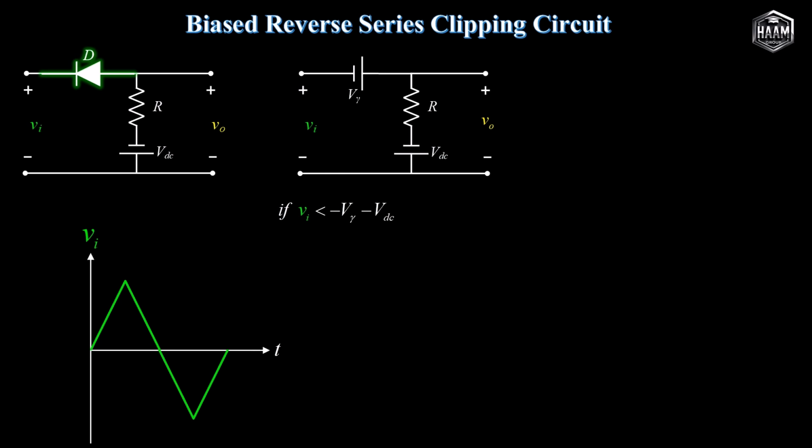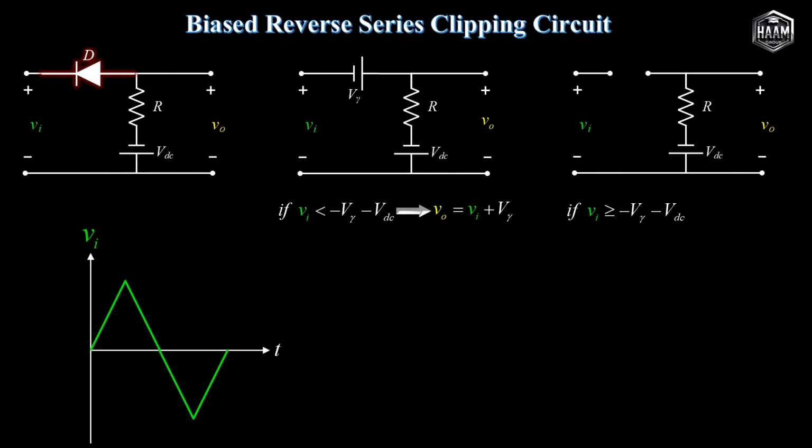When the diode conducts, it is modeled by a DC source V sub gamma with its positive terminal on the right. Applying KVL to this state gives V sub O equals V sub I plus V sub gamma. If V sub I is greater than negative V sub gamma minus V sub dc, the diode turns off and acts as an open circuit. With zero loop current and no voltage drop across the resistor, V sub O remains constant at negative V sub dc.